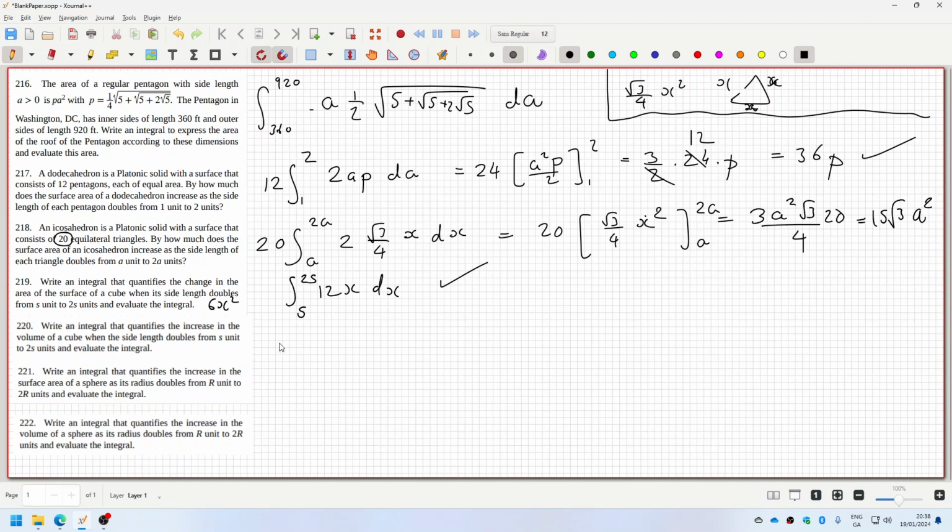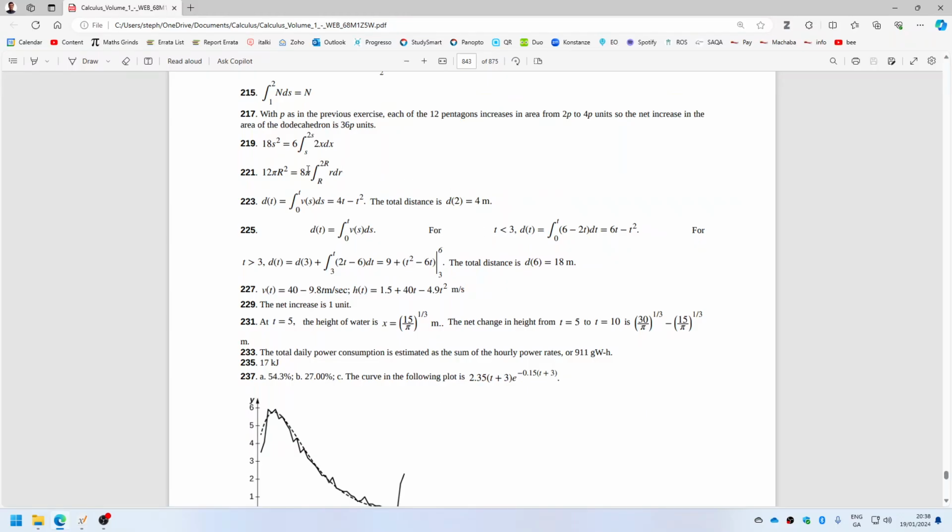Write an integral that quantifies the increase in the volume of a cube when its side length doubles from s to 2s. So that's s to 2s. The volume is x cubed, so that would be the derivative, 3x squared dx. Write an integral that quantifies the increase in the surface area of a sphere as its radius doubles from r to 2r. The surface area of a sphere is 4 pi r squared. So that would be 8 pi r dr, I think.